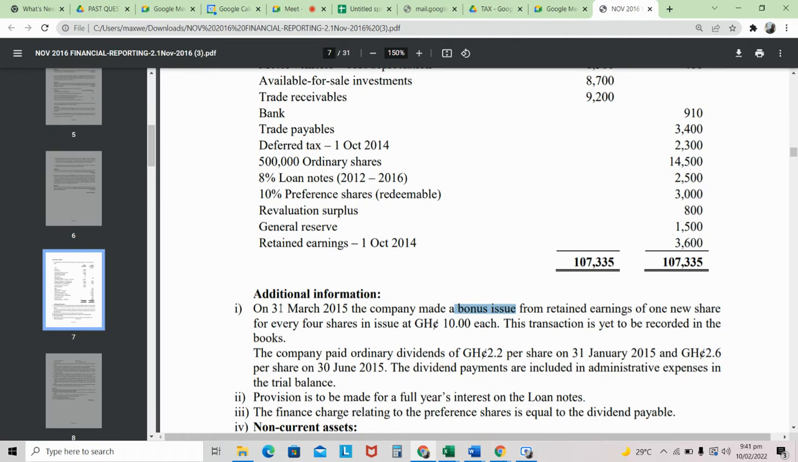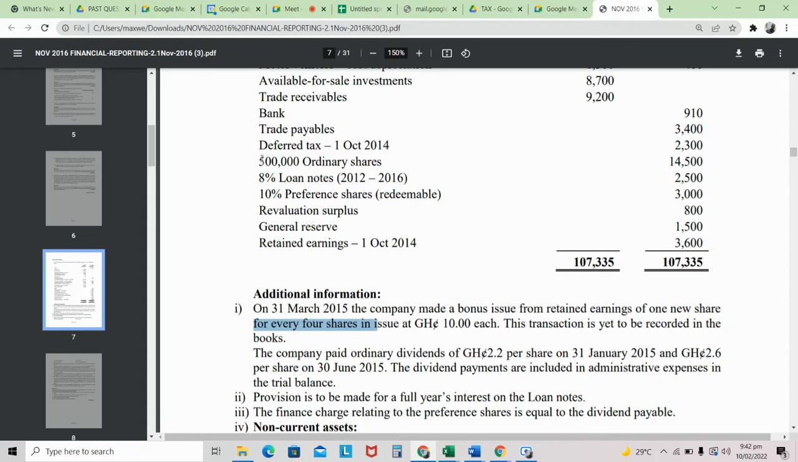So in this case, on 31st March, the company made a bonus issue. And the issue is one new share for every four shares held. So they are saying that if you have four shares, you are going to get an additional one. Every four shares, you get one new share. It's like buy one, get one free. So if you have four shares, you get one more share. If you have eight shares, you are going to get two new shares like that. That's how the bonus issue works.